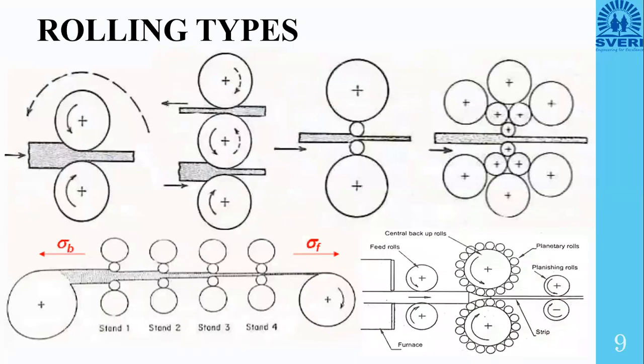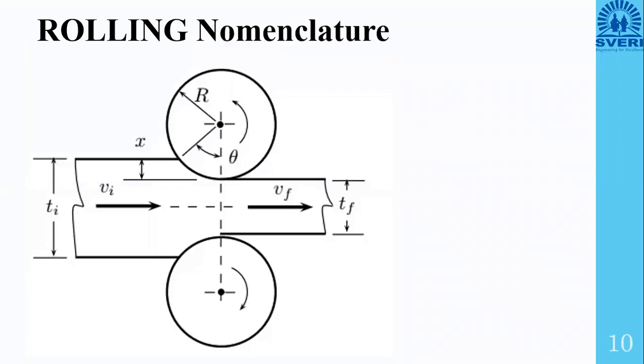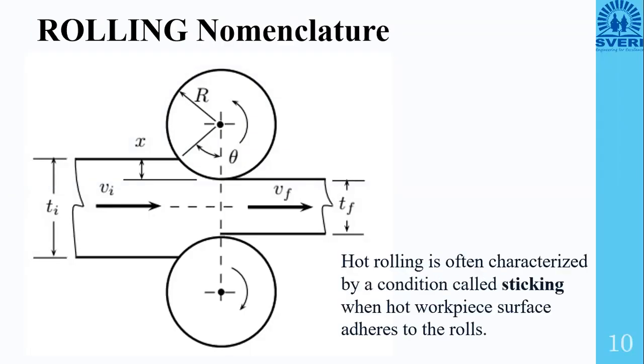So here our aim is not to go to theory once again. We will go for some numerical points. Okay. So what is that rolling? Rolling nomenclature. If you look at this particular rolling nomenclature, the rolling is done with 2 rollers. Is it right? So this particular process is done with 2 rollers.